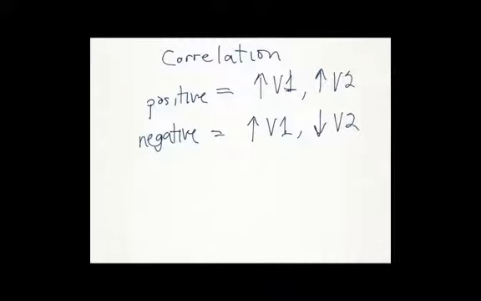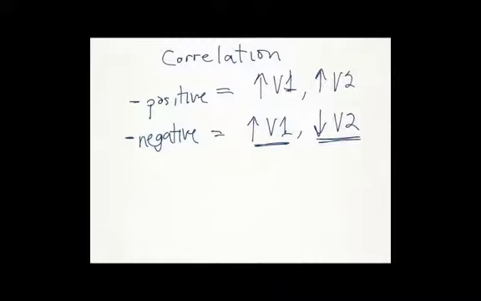So what are some examples? A positive correlation, we might have height and weight. As your height goes up, your weight almost definitely goes up. So there's a positive correlation between height and weight. A negative correlation means that one is going up, the other is going down. One example might be age and hearing. As your age goes up, your hearing is likely to go down. So that's a negative correlation.